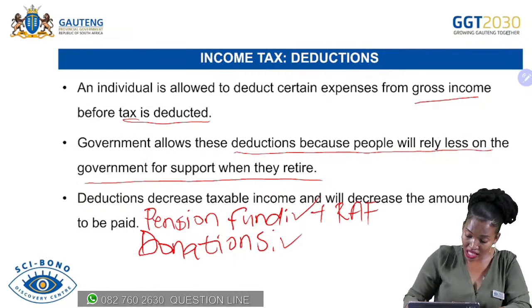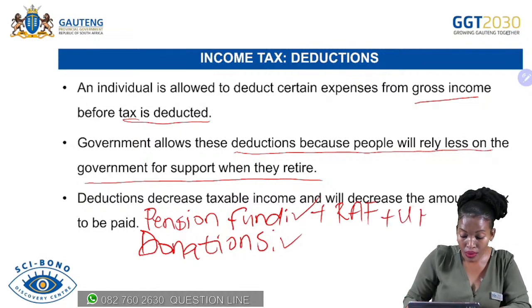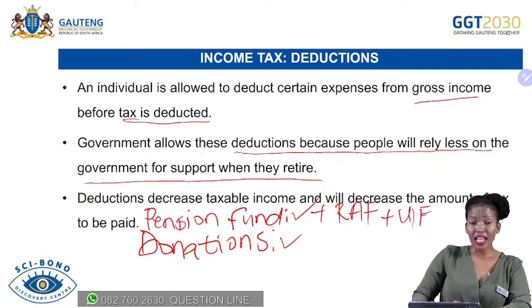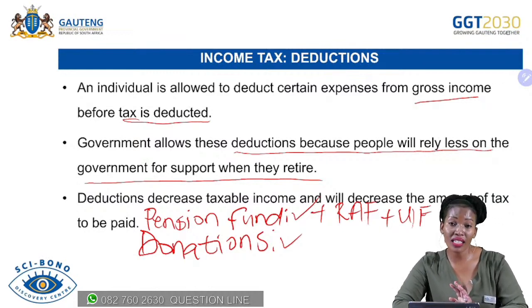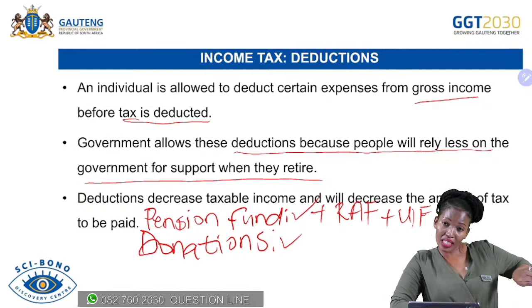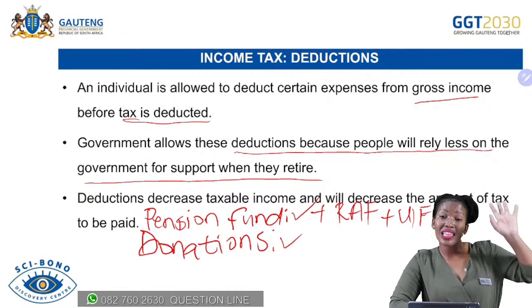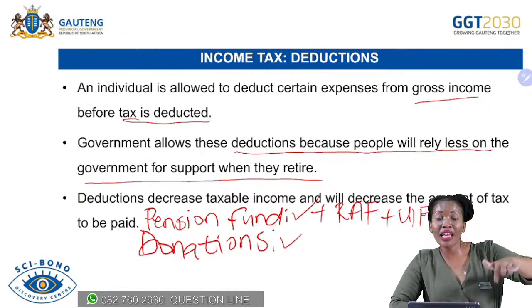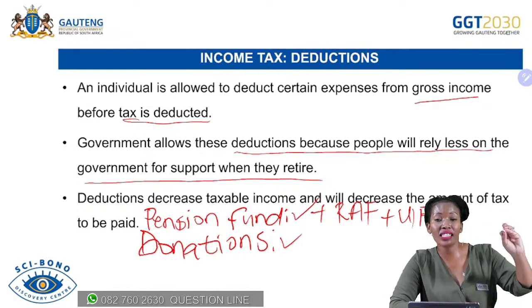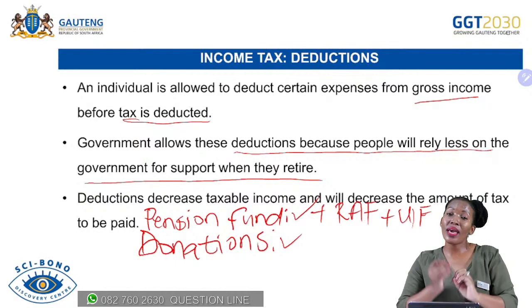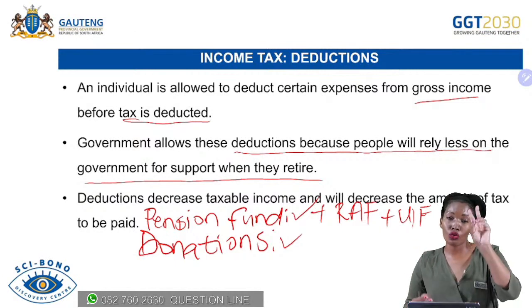And then also the case with your UIF. The amount that you contribute, that 1%, before we calculate your tax, we must subtract that 1% and put it in a fund. The day you go and claim for your UIF, when you get that money, they will tax it then. So a person cannot be taxed twice.